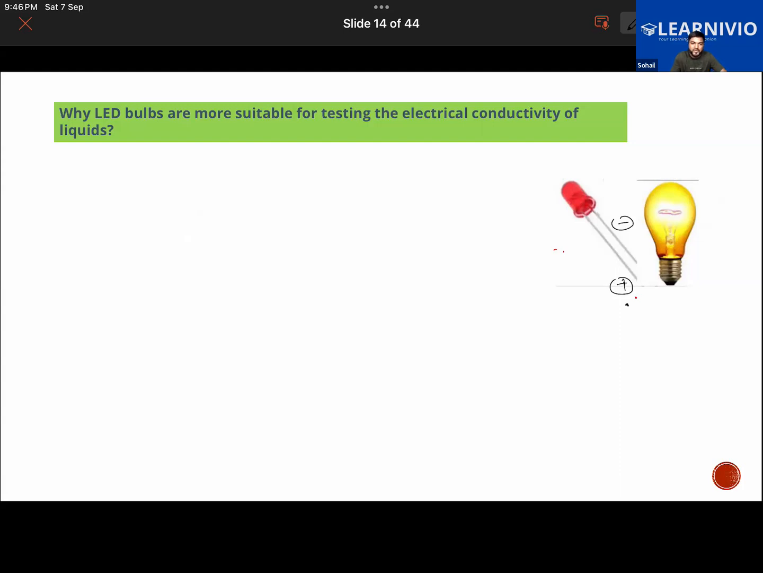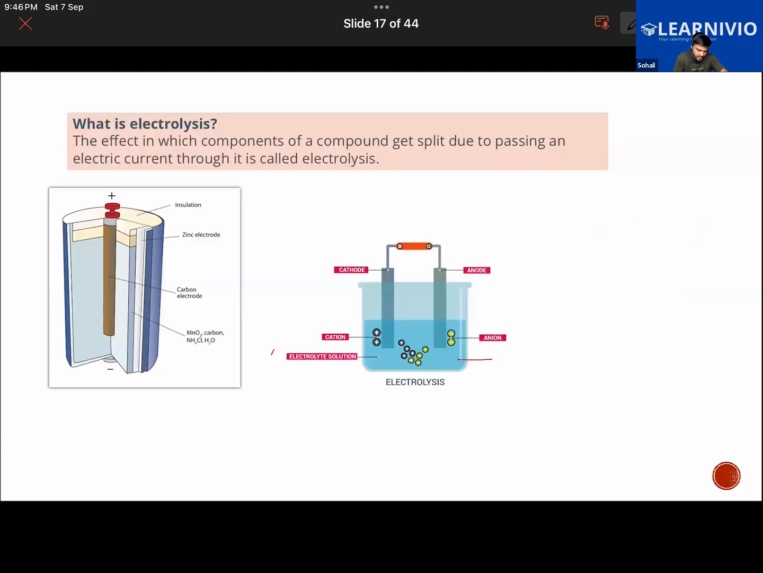Okay. So today we would be learning about the chemical effect of electric current. We'd be learning about the process of electrolysis. So from here we are going to start our discussion. Talking about electrolysis, it's basically the effect in which the components of a compound get split due to passing of electric current through it. When electric current is passed and the components get split into ions, the process is called electrolysis. Getting it now?